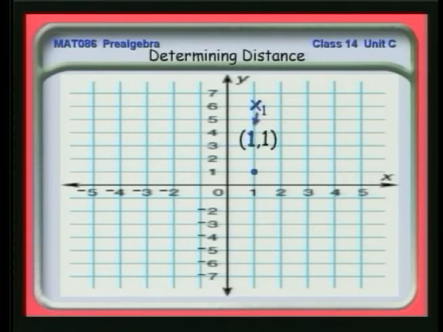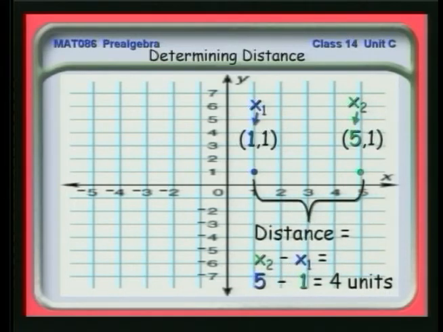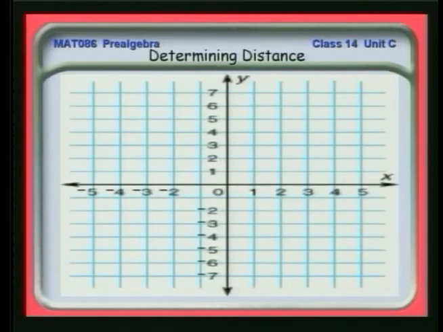Let's suppose we have point x1 at (1, 1) and point x2 at (5, 1). Let's be a little bit more formal about this. I look at the distance, it's point x2 minus point x1. 5 minus 1 is 4 units.